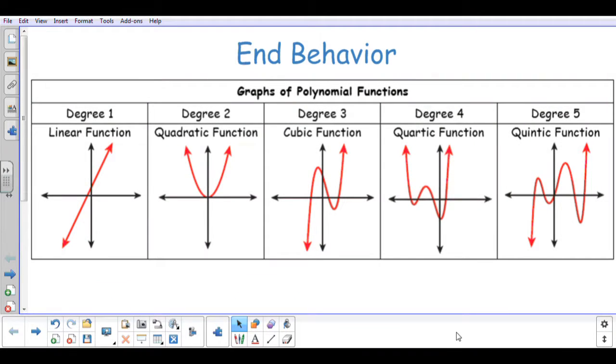End behavior of a polynomial is all dependent on its degree and its leading coefficient. So here in the table, we have a description of all of the polynomials classified by their degrees.